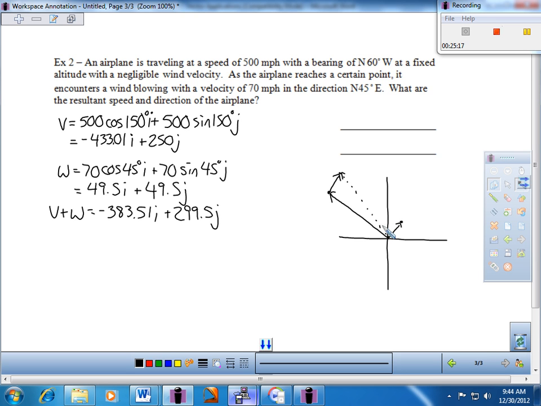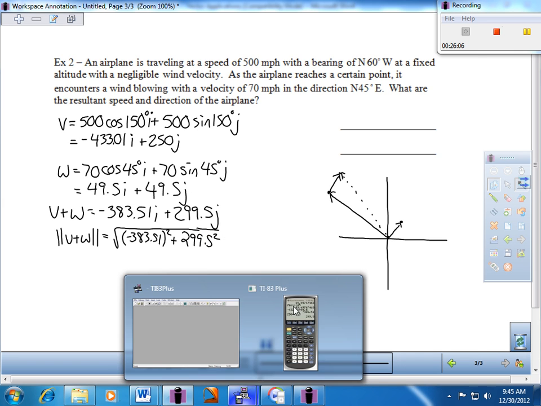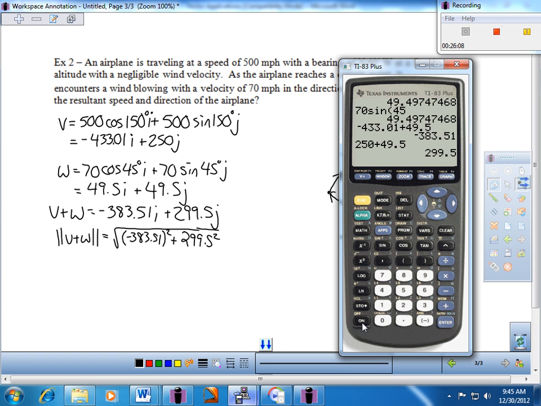Now, actually, I'm thinking of one thing, not just yet, but I'm curious if you remember one part of this when we do the angle. Magnitude is a piece of cake, so let's go ahead and do that first. And so I get negative 383.51. Going to square that. And then how about the 299.5? Let's square that. All right, so this should give us the new velocity when the wind has had an impact on that.